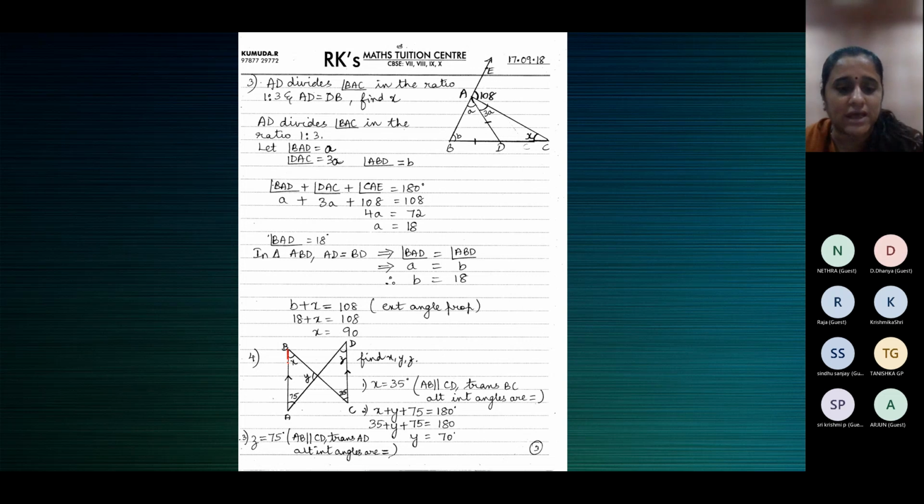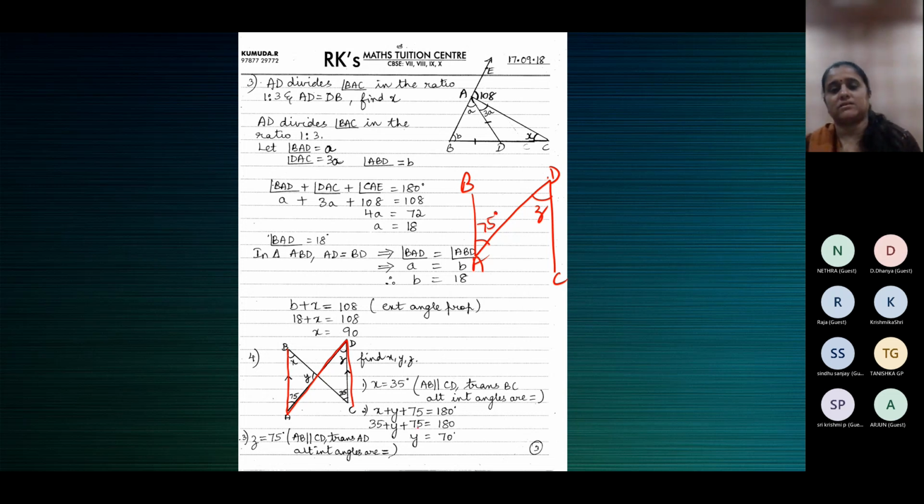Alternate interior angles here. Parallel line, transversal, parallel line. This is BA, this is DC. And here are the angles, 75 and z. This is z, this is 75. So z is equal to 75, alternate interior angles are equal. So AB is parallel to CD and AD is a transversal.